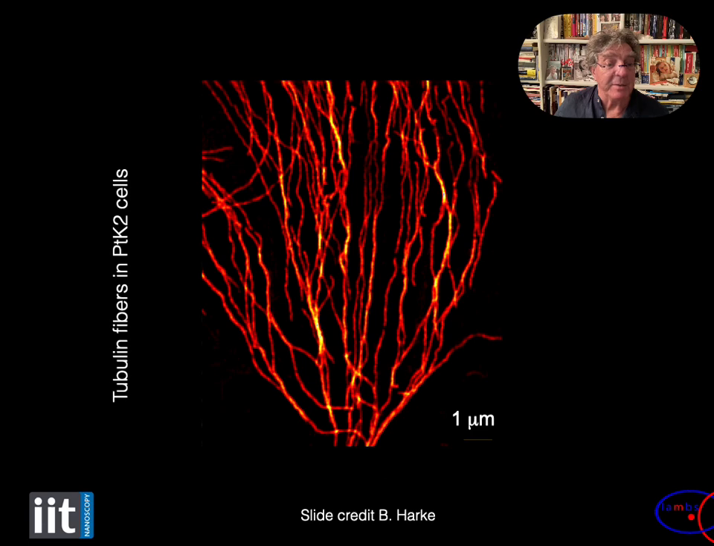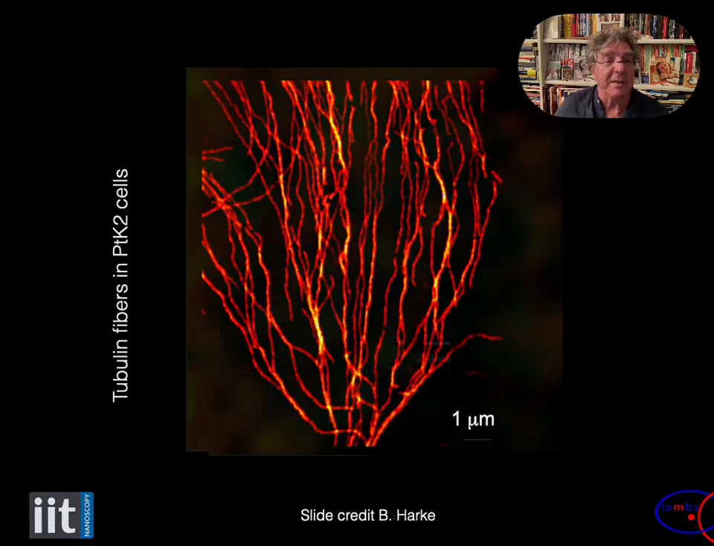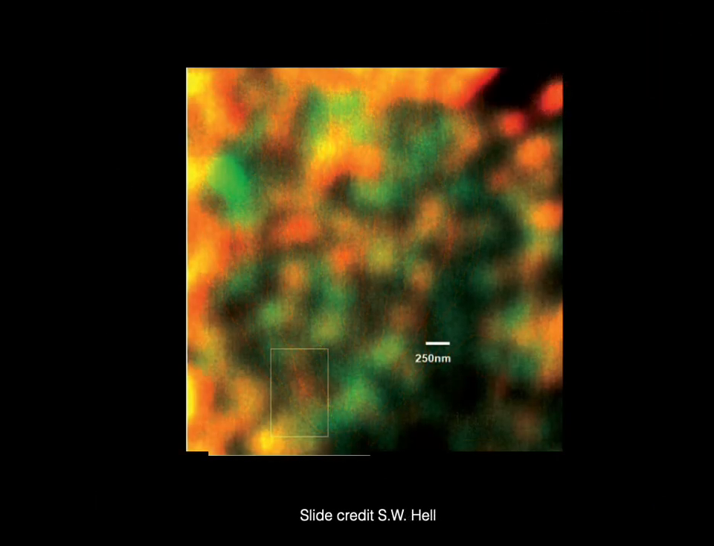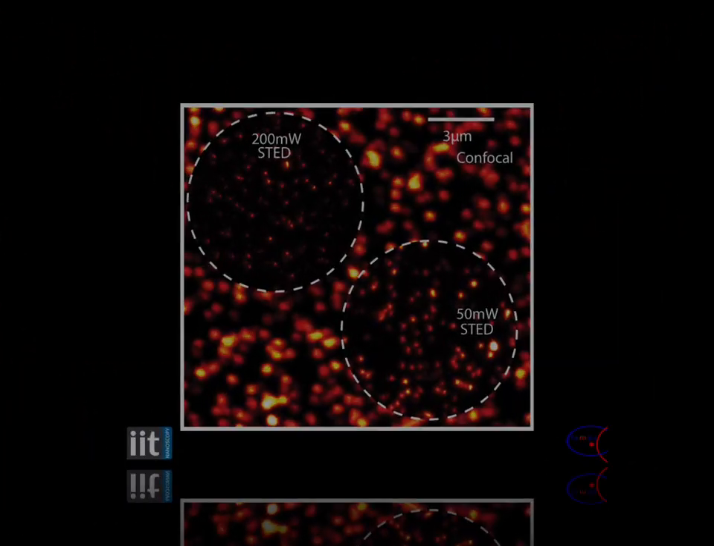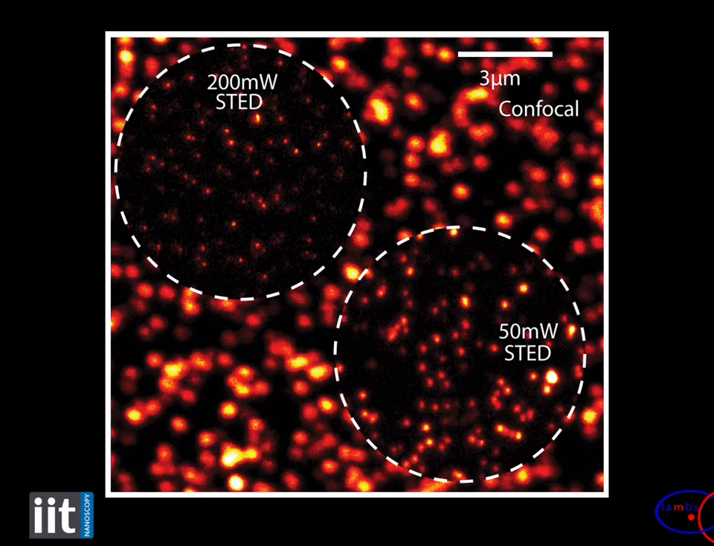You can apply this to the filaments, but you can also apply this to the nuclear pores. This is the best image you can get with a conventional microscope. But with STED, you can get the real organization of protein around the nuclear pore. Now, unfortunately, increasing the power for getting a better resolution has some disadvantages.